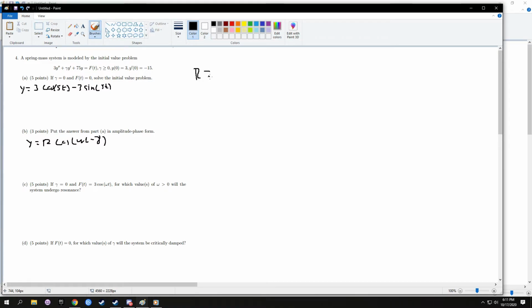So R equals, and I'm going to say this is always A, this is always B. That's why we write it in this form. That's why it's cosine first and then sine. It's never BA. It always has to be AB. Otherwise it will screw up the delta.